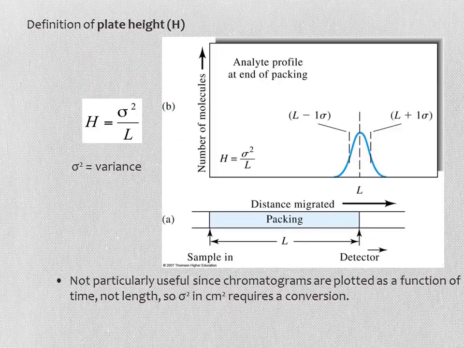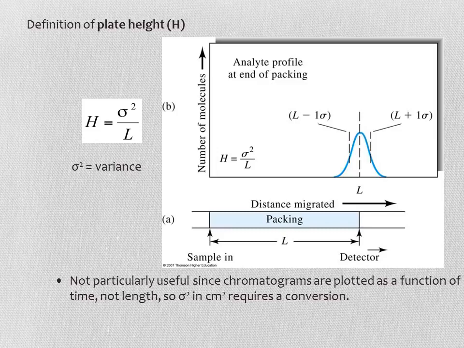So how do we define plate height? Well, in the graph here, we see this Gaussian peak that has eluted at a certain distance through the column. And so we're now talking about distance. L is the length of our column, and we can look at what we have plus or minus 1 standard deviation from that Gaussian distribution and define our plate height as the standard deviation squared, or variance, divided by the length.